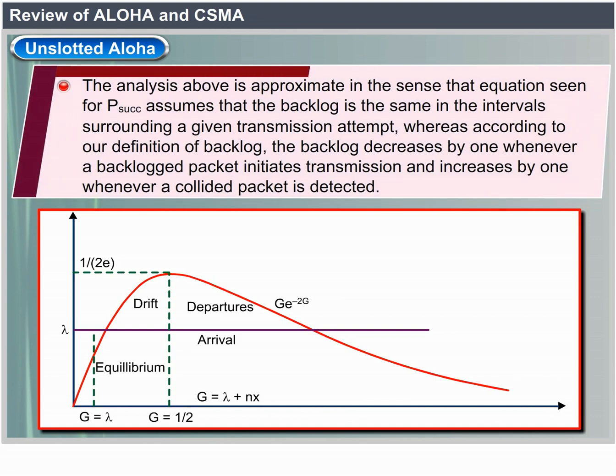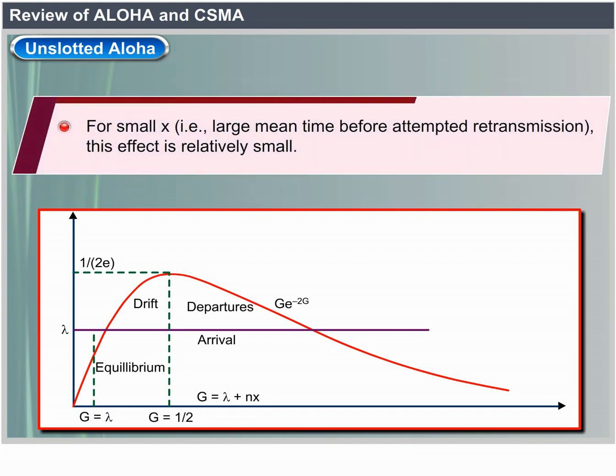The analysis above is approximate in the sense that the equation for P success assumes that backlog is the same in the interval surrounding a given transmission attempt, whereas according to our definition of backlog, the backlog decreases by 1 whenever a backlogged packet initiates transmission and increases by 1 whenever a collided packet is detected. For small x, that is, large mean time before attempted retransmission, this effect is relatively small.